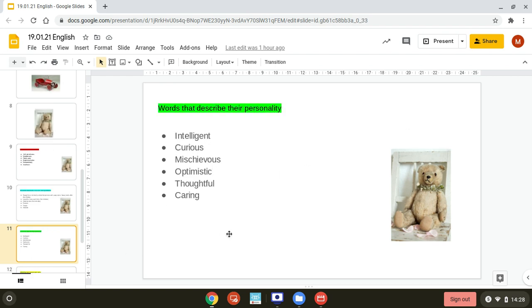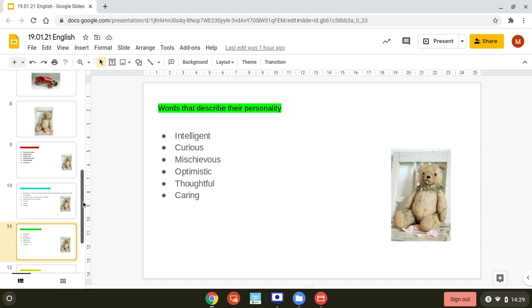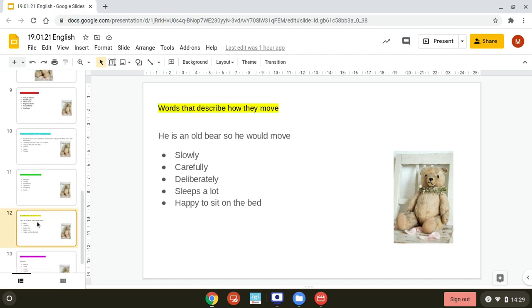When I thought about his personality, I looked at him and I thought he looks intelligent and curious, but he could have a mischievous, a cheeky side. He's an optimistic person. That means he thinks positively. And he's also a thoughtful and caring person. This will be important for my story, because if he comes across somebody who he wants to interact with, he's going to do that in a thoughtful and caring way. So sometimes we need to put personality traits that are going to be used later in our story.